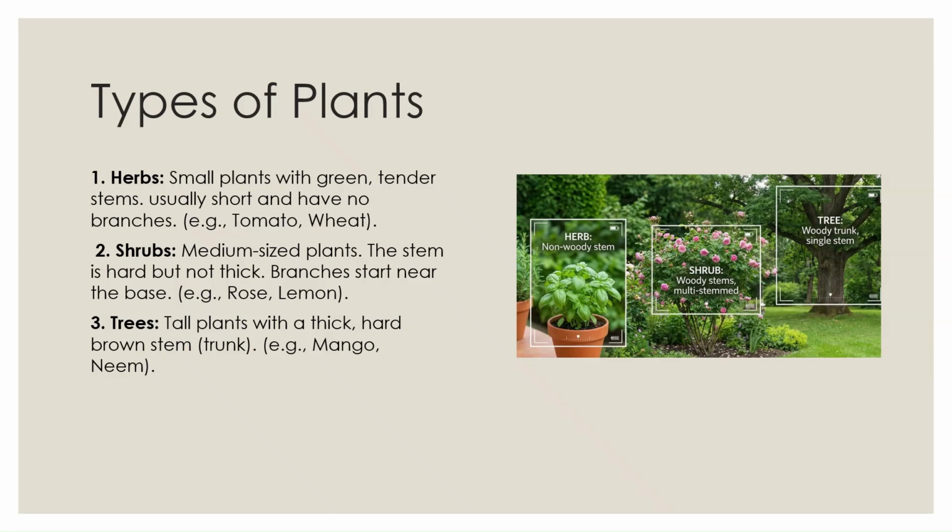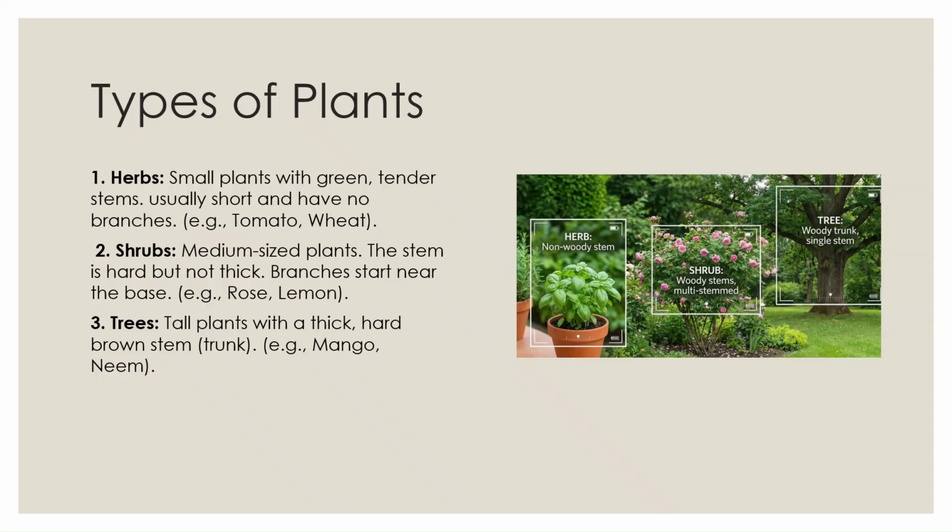First, let's look at the different types of plants. Not all plants are the same size. We group them into three main categories. First is herbs. These are small plants with green tender stems. They are usually short and don't have many branches. Examples are tomato and wheat.